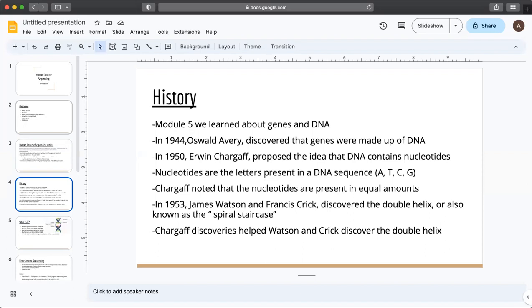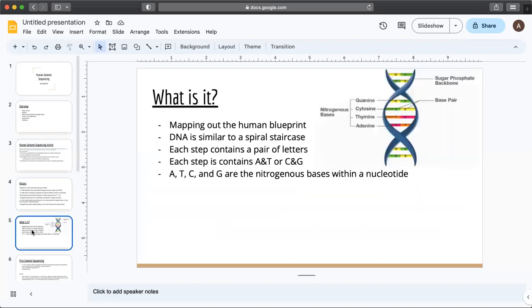In 1953, James Watson and Francis Crick discovered the double helix, also known as the spiral staircase, and that's kind of what our DNA looks like. Chargaff's discoveries helped Watson and Crick discover the double helix. So everyone's discoveries before their time were something they were able to learn from and that helped them with their discoveries. And now everyone all together has gotten us where we are today.